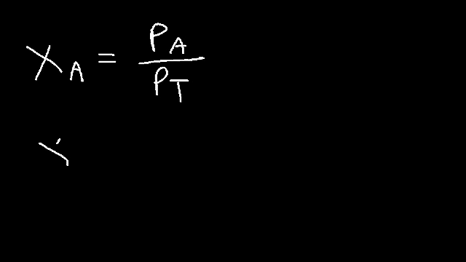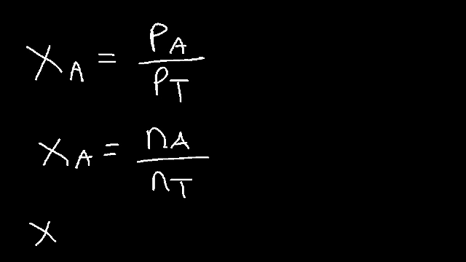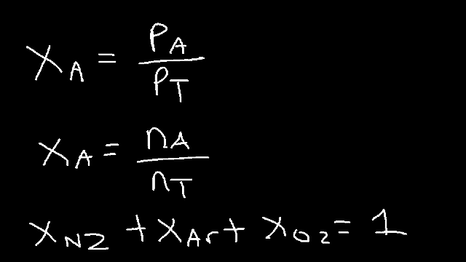Now there's something else that you need to know, and that's mole fraction. The mole fraction of substance A is the partial pressure of substance A divided by the total pressure. Also, the mole fraction is the moles of substance A divided by the total moles. Now the sum of the mole fractions of all gases should add up to 1. So let's say if we have argon, nitrogen, and oxygen, the mole fraction for nitrogen plus the mole fraction for argon and the mole fraction for O2 should add up to 1.